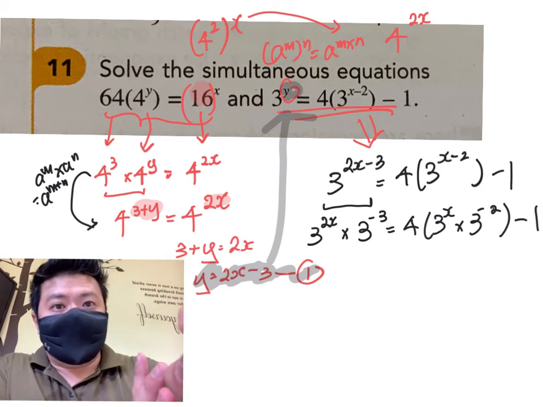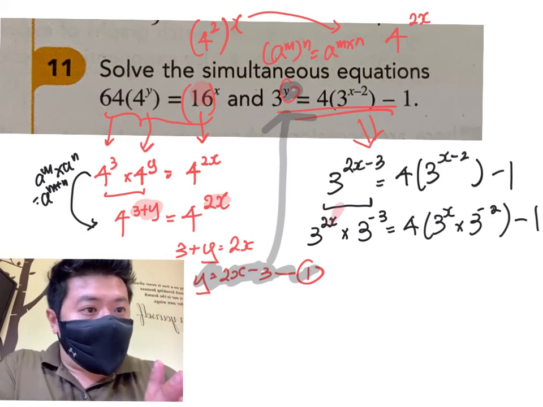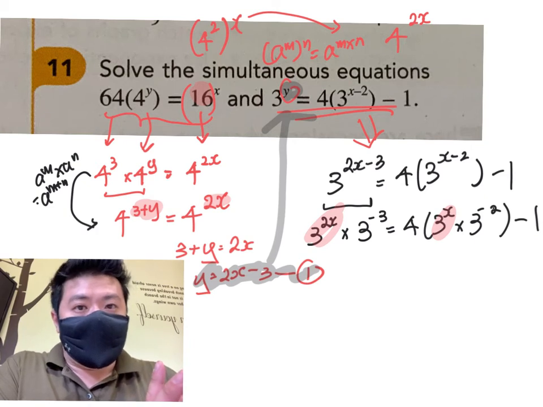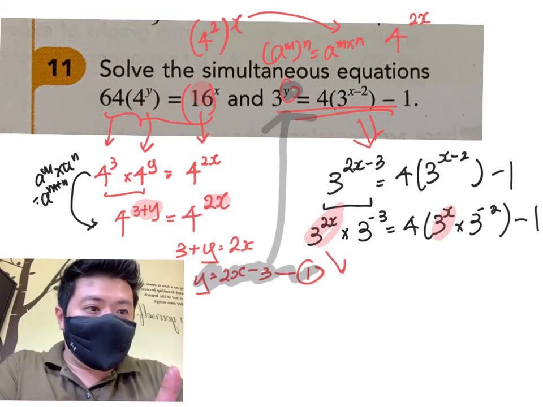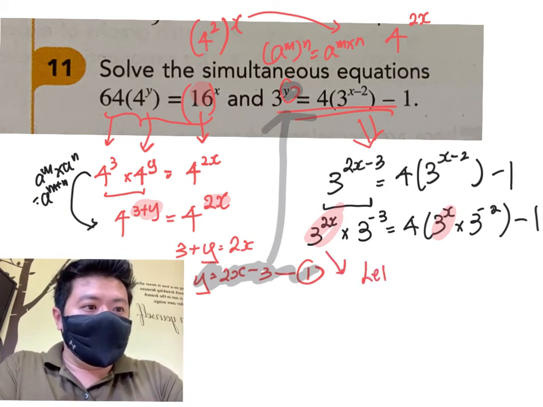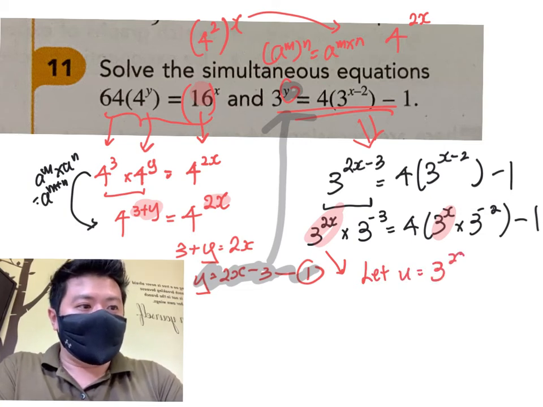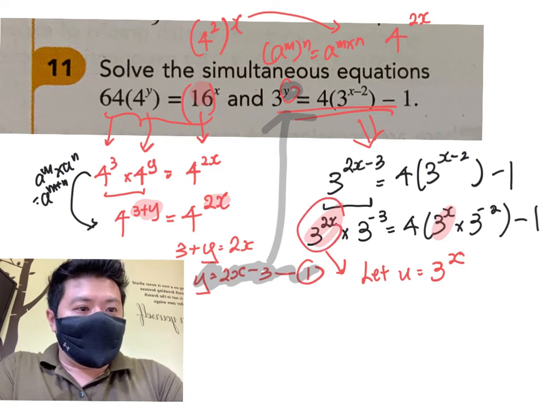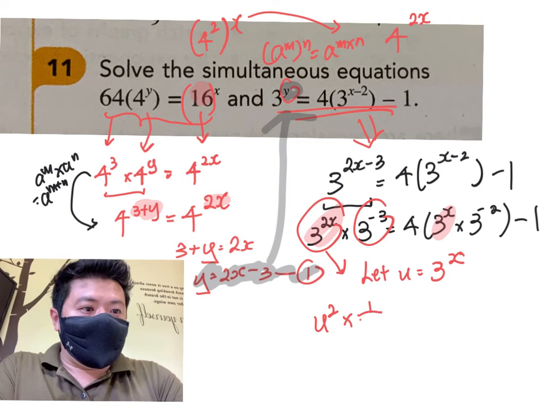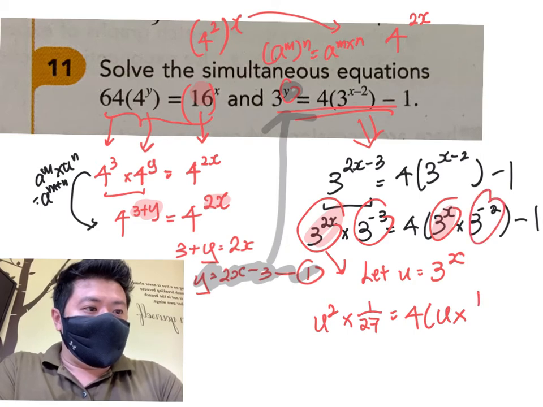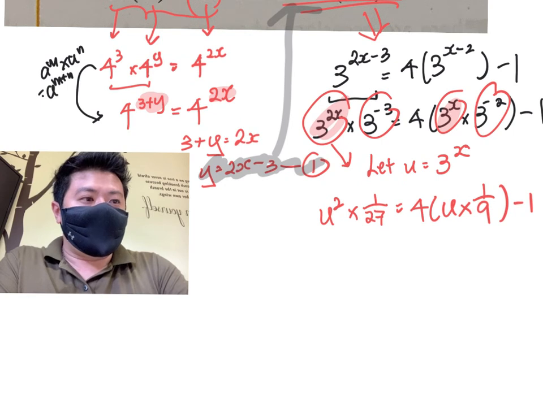So you can see that the moment I do that, my sub is very clear. This is going to be my substitute. 3 power 2x is going to give you a u square. So if I let u be equals to 3 power x, then this portion is going to give me my u square. This portion is going to give me my 1 over 27. This portion is going to give me my 4 bracket u. This portion is going to give me my 1 over 9. Okay, minus 1. Now just simplify this further.